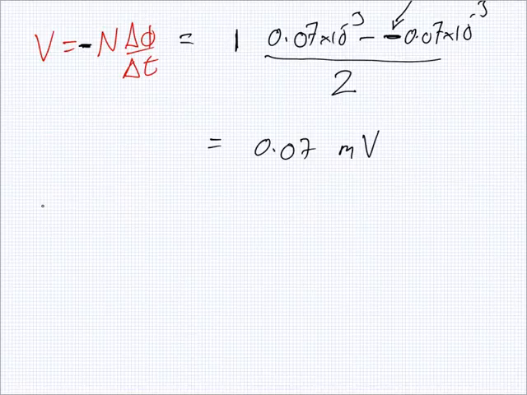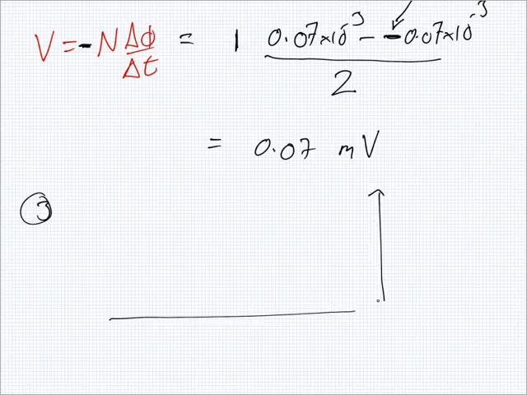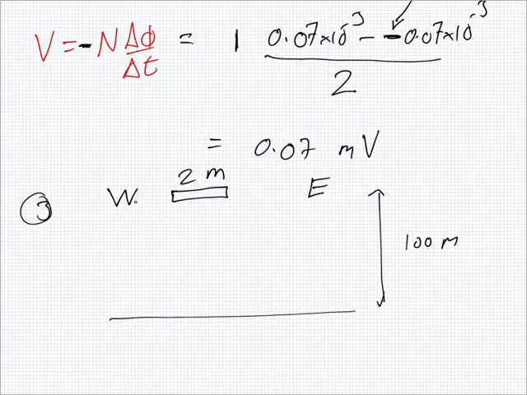A 2-meter horizontal copper pipe is dropped from a cable 100 meters in Earth's magnetic field of density 0.07 millitesla. The pipe lies east to west, so that the field is at right angles. What is the induced EMF? So in this picture here, north is into the page, okay? East is right, west is left, north is forwards.